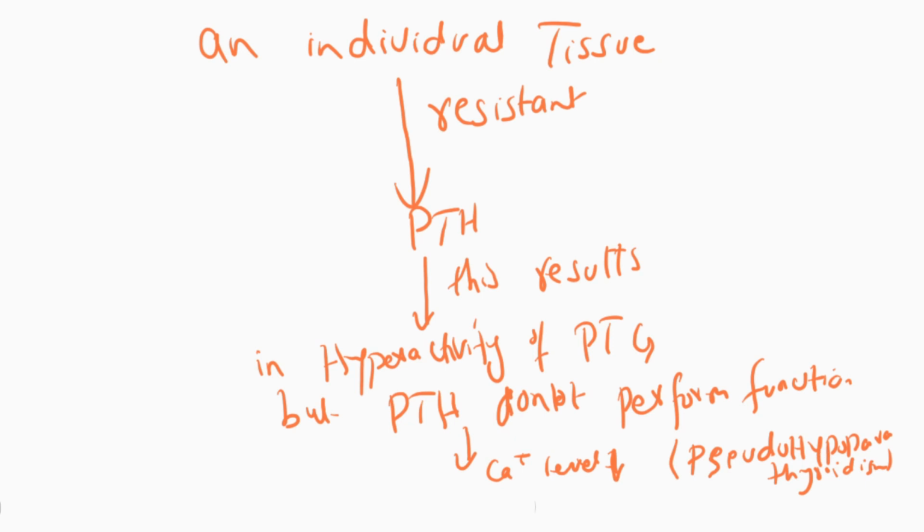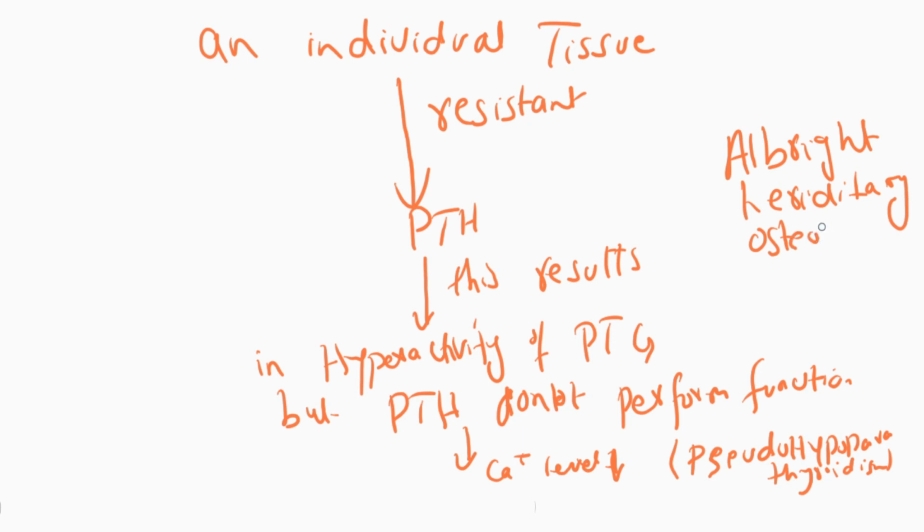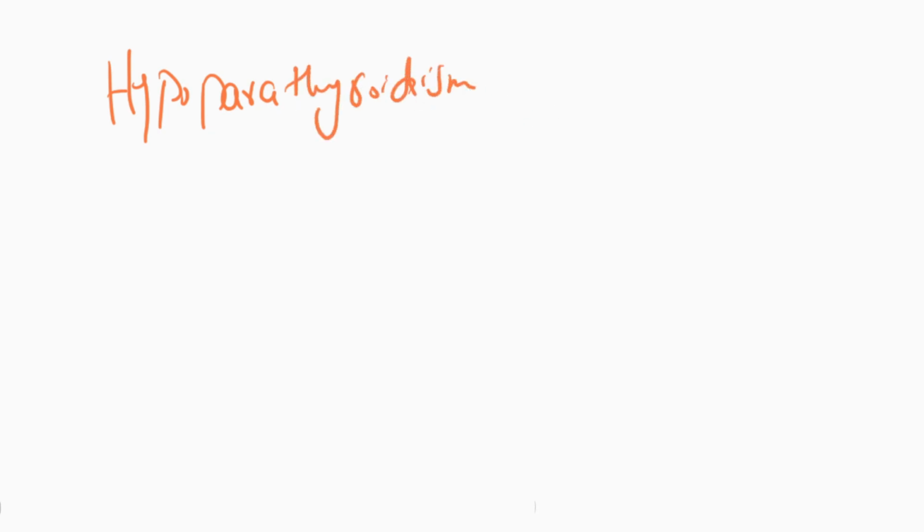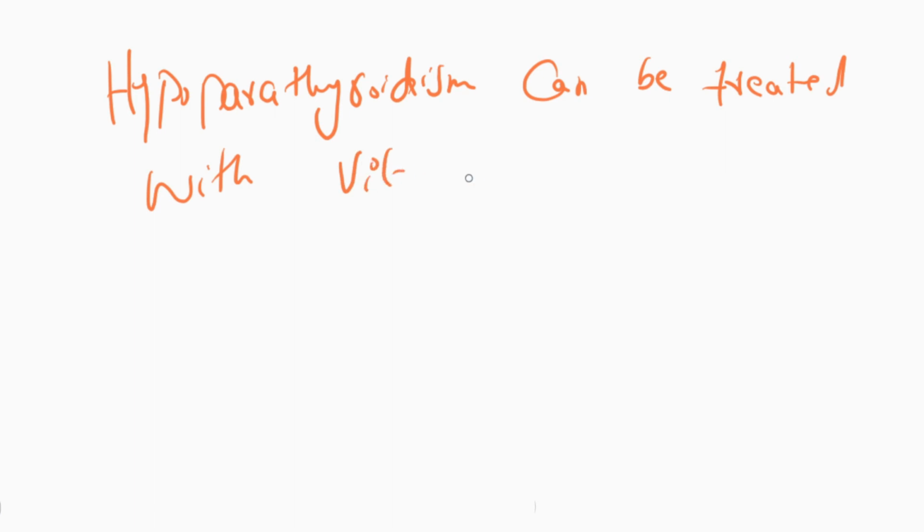And this condition relates to Albright hereditary osteodystrophy. Hypoparathyroidism can be treated with vitamin D analogues.